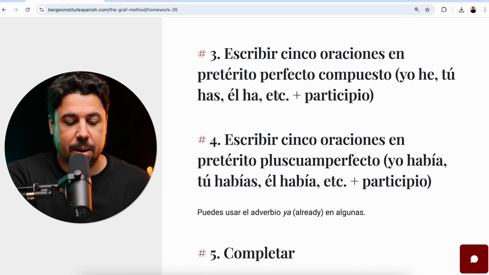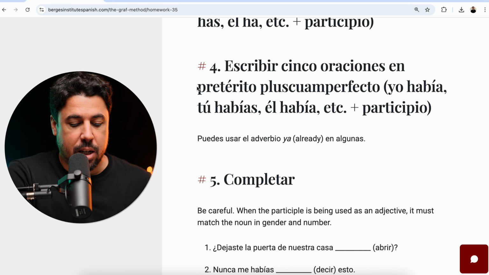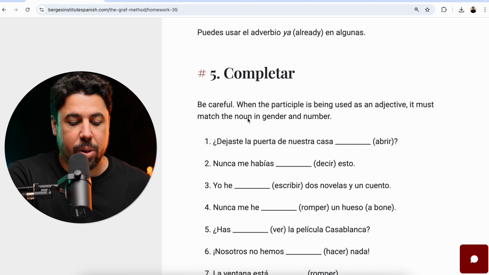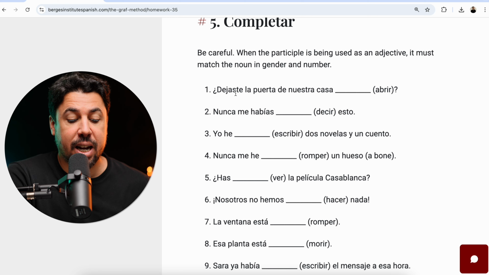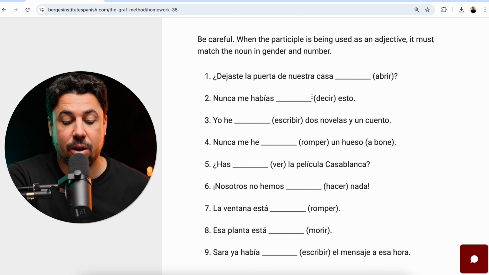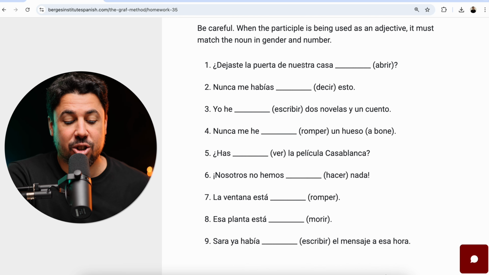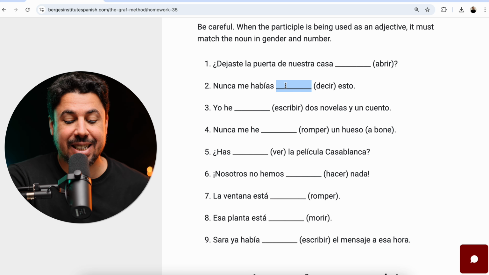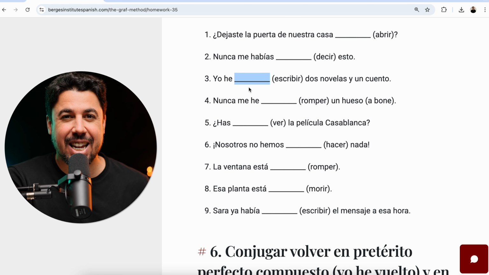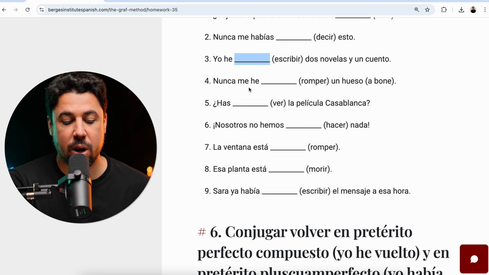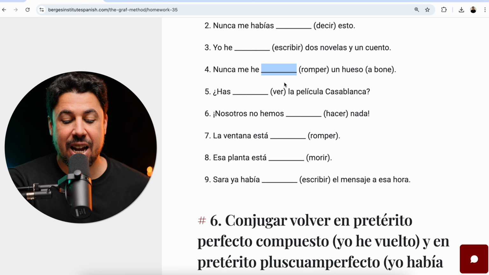Okay, so we're gonna skip these two and let's complete this one. So it says, be careful, when the participle is being used as an adjective, it must match the noun in gender and number. So, ¿dejaste la puerta de nuestra casa abierta? Nunca me habías dicho esto. Yo he escrito 2 novelas y un cuento. Nunca me he roto un hueso.